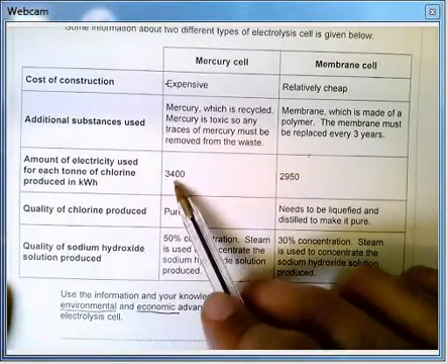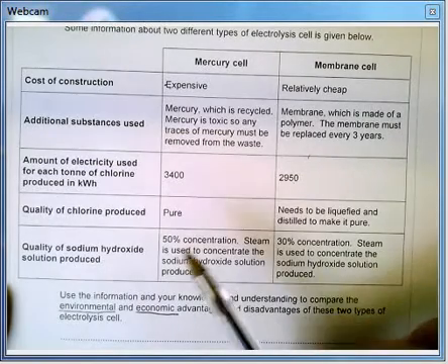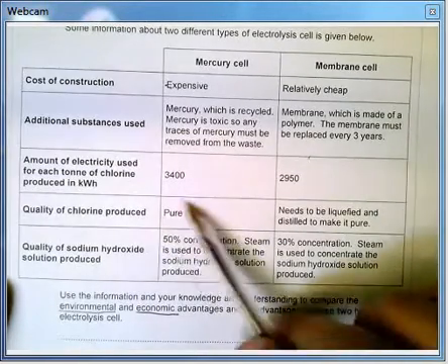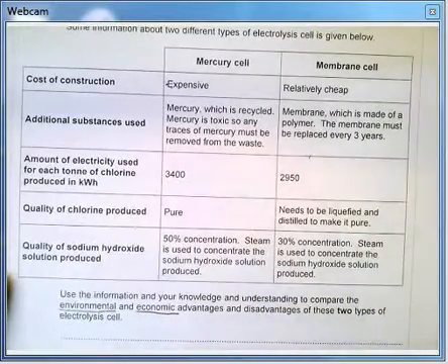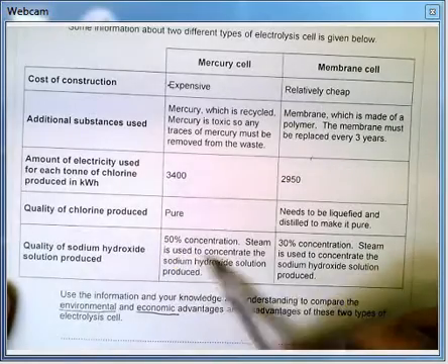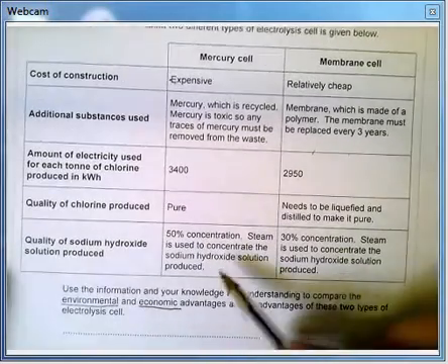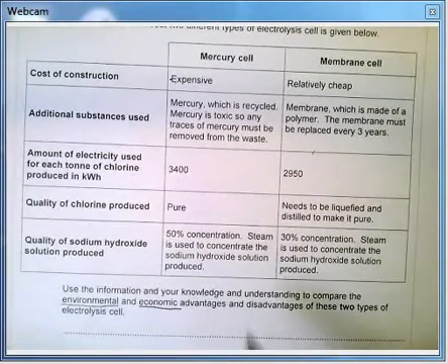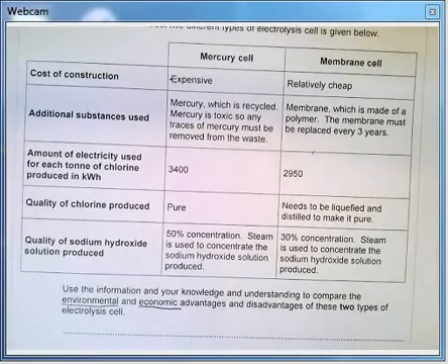Mercury cells make more electricity. Okay, so that's an economic advantage and an environmental advantage, the fact it's making more electricity. Mercury cells also produce chlorine that's purer, so it's easier to use and therefore more income can be generated by selling it on. And mercury cells also produce a higher concentration of sodium hydroxide. Okay, it's also better quality sodium hydroxide because it's a higher concentration solution is a good way of putting it. Okay, the same idea goes through. Steam is used to concentrate the sodium hydroxide solution that's actually produced.